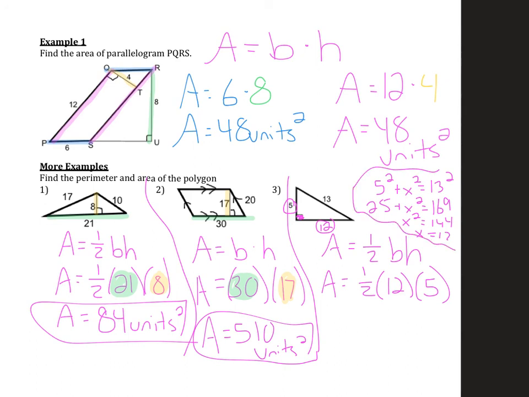Okay, so then half of 12 is 6, and 6 times 5 is 30, so this area would be 30 units squared. So that is how you do area of parallelograms and triangles.